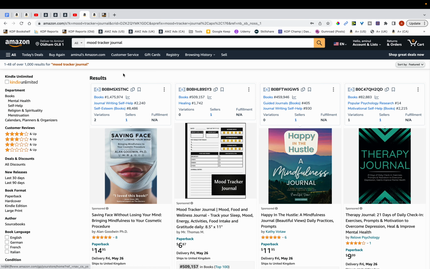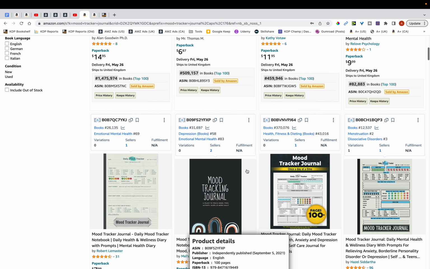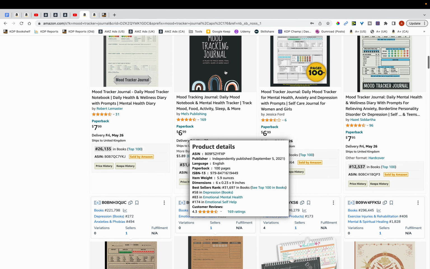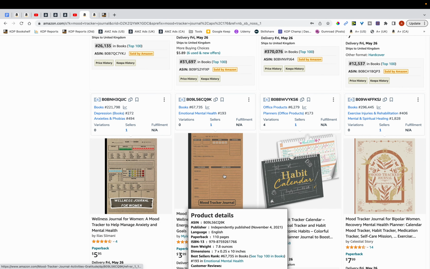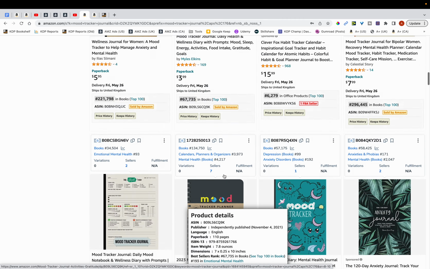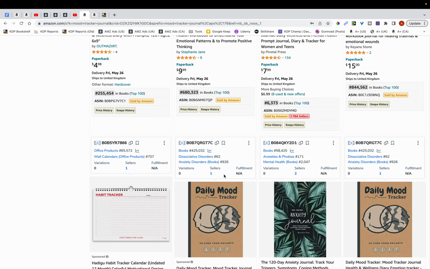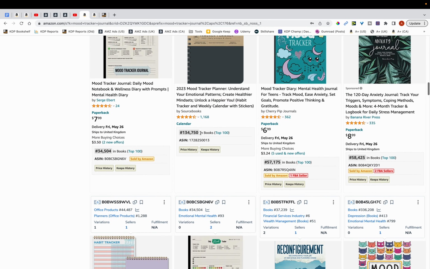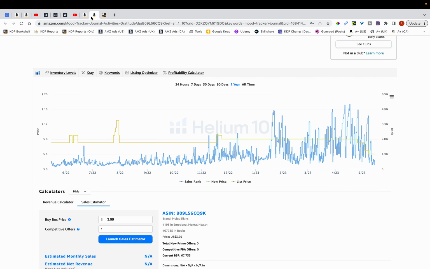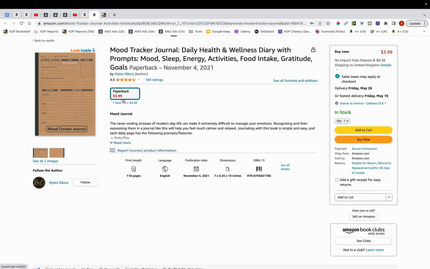Initially, when I typed in the keyword, my mood tracker journal would appear on the first line of the first page. But you can see that it's currently on the second line. A few weeks ago, it dropped even further, somewhere down the bottom of the page, and it wouldn't make too many sales. So what I did was start a new ad campaign on the mood tracker journal. And I also lowered the price to $3.99.